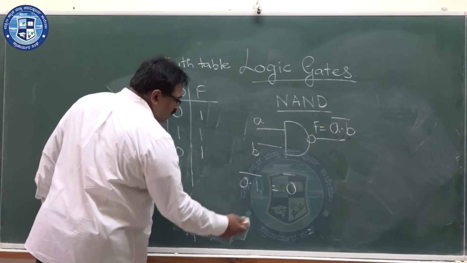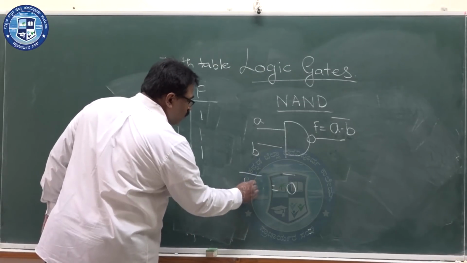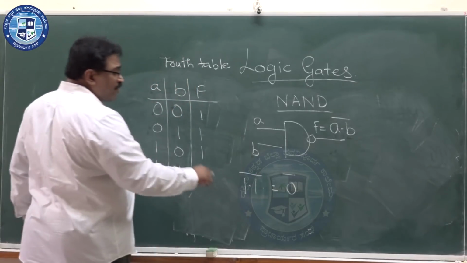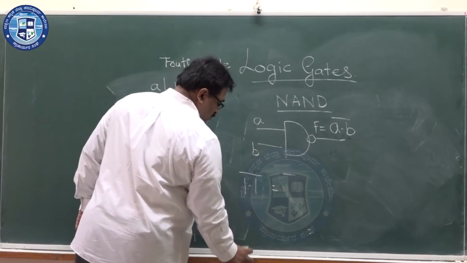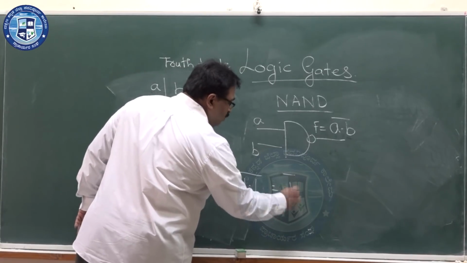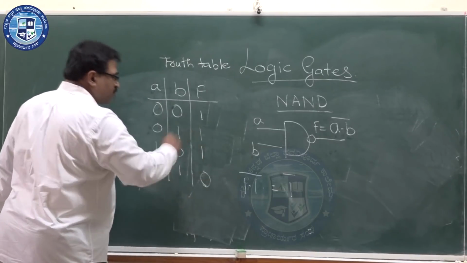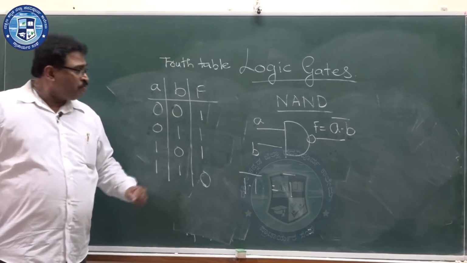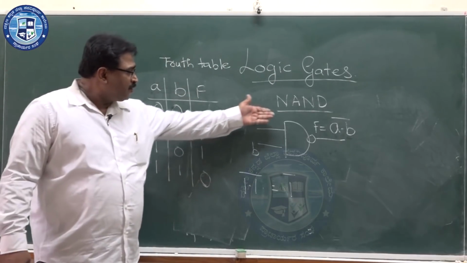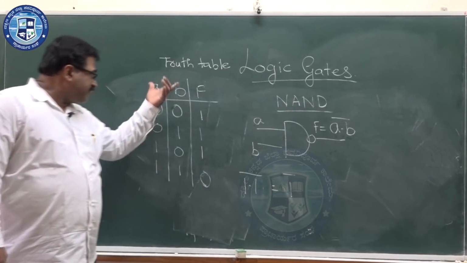The last one is interesting. Let us see. Now here both the inputs are 1. It is 1 dot 1. So what will be your output? 1 complement. What is 1 complement? 0. So this is the truth table for a NAND gate. We have seen here the symbol, the output expression and the truth table.